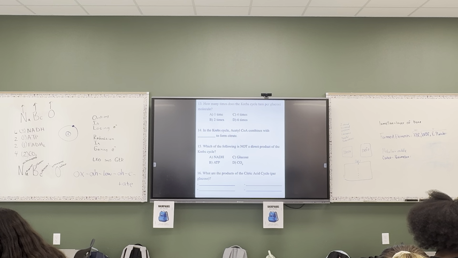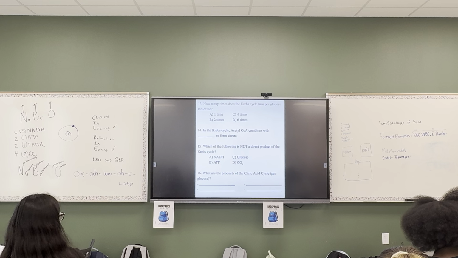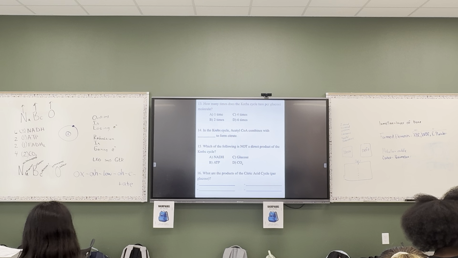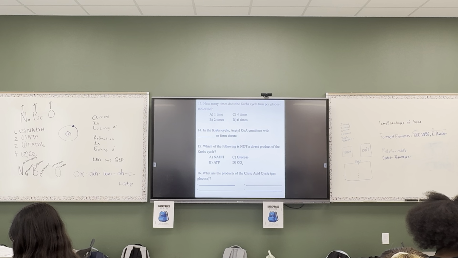Same thing. Again, it's just 2 names. Krebs was the name of the guy who discovered it. And it's called the citric acid cycle because we use citrate. Okay. Number 16. What are the products of the citric acid cycle? I mean, in total.